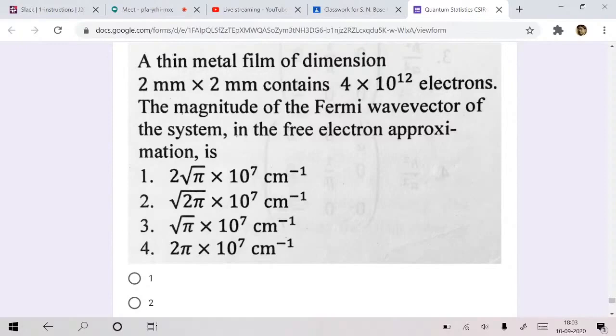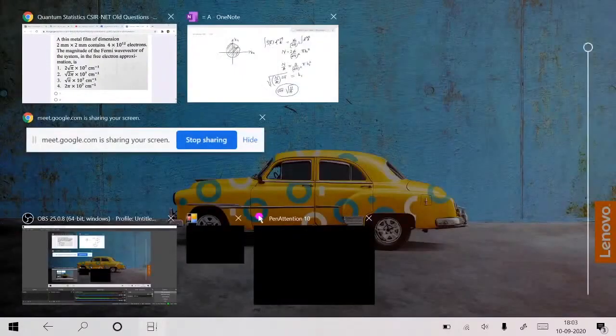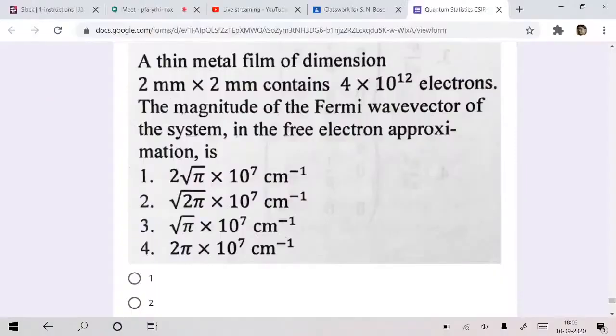Sir, someone has commented. Please check. Okay, in Slack, sorry, in Gmeet.